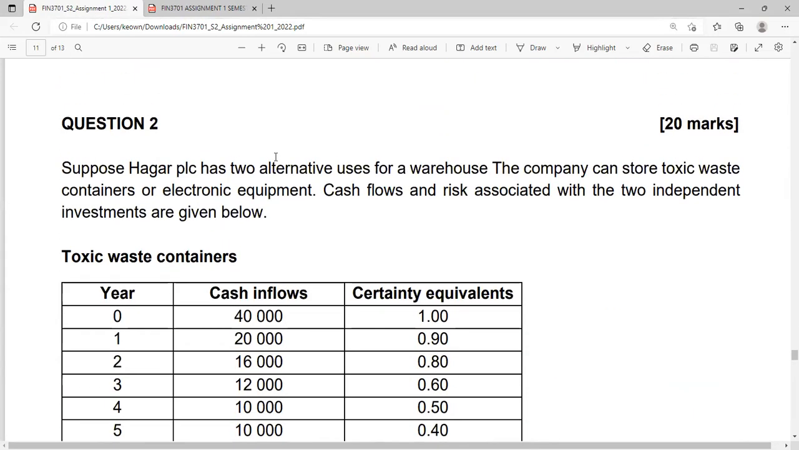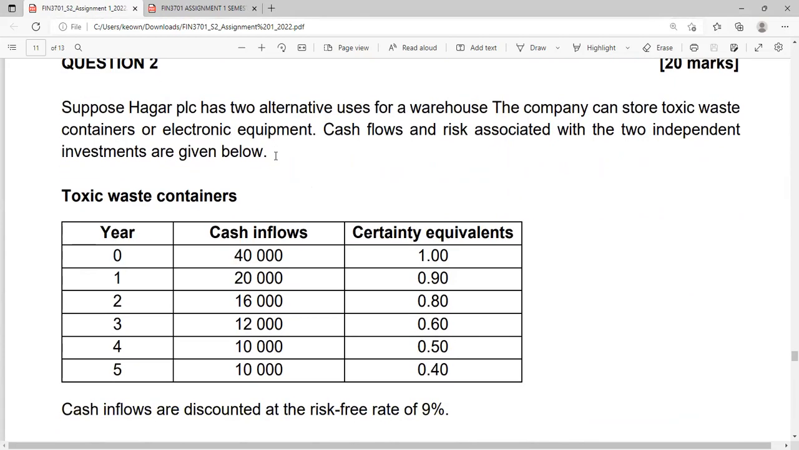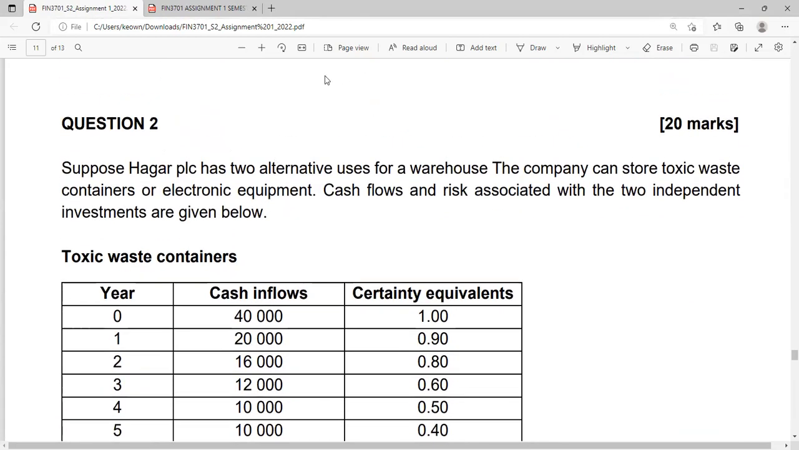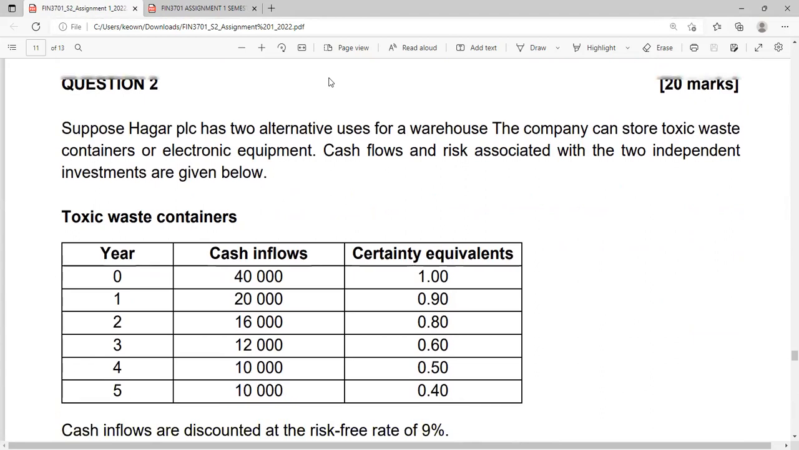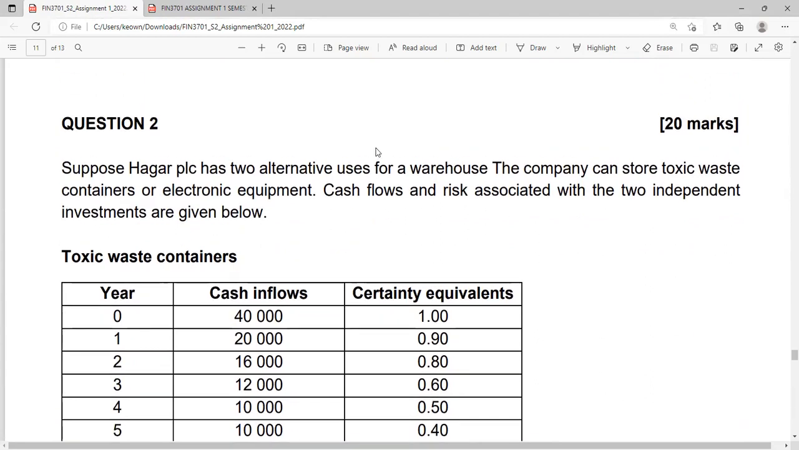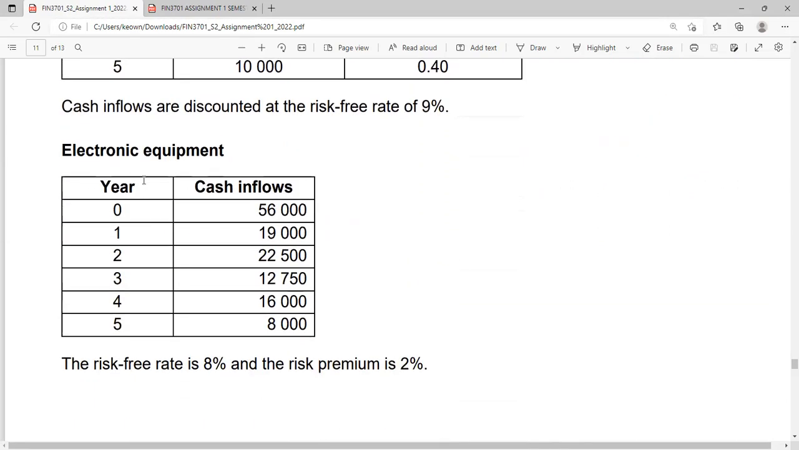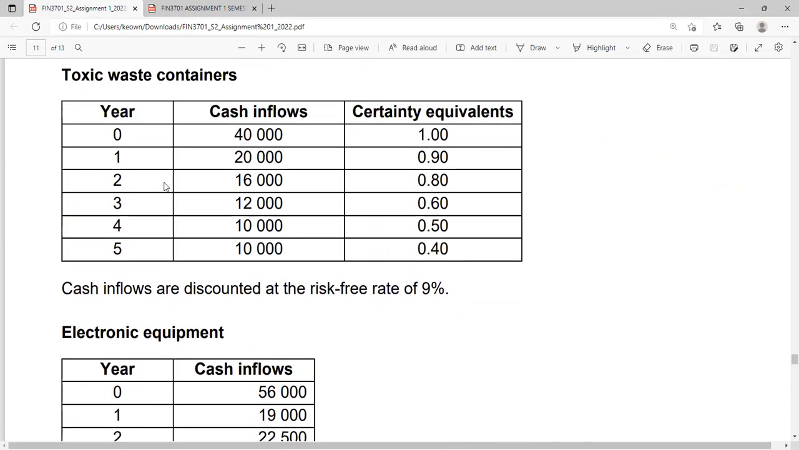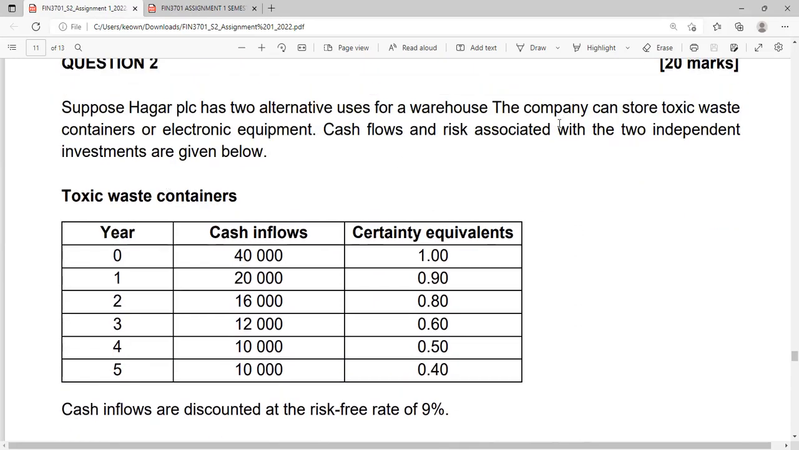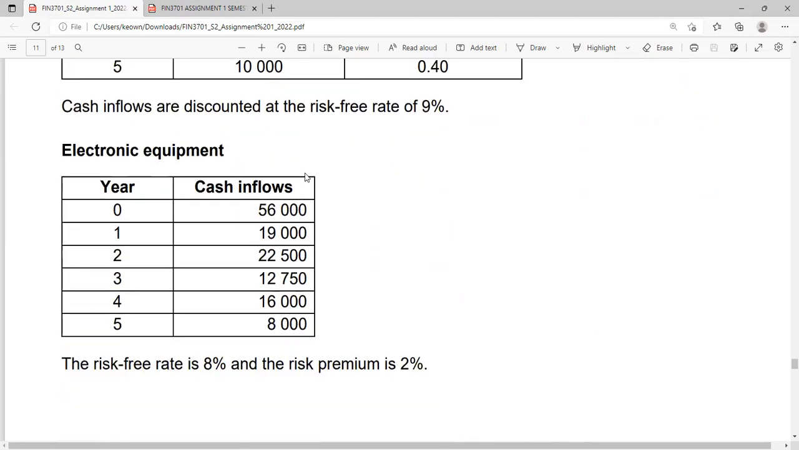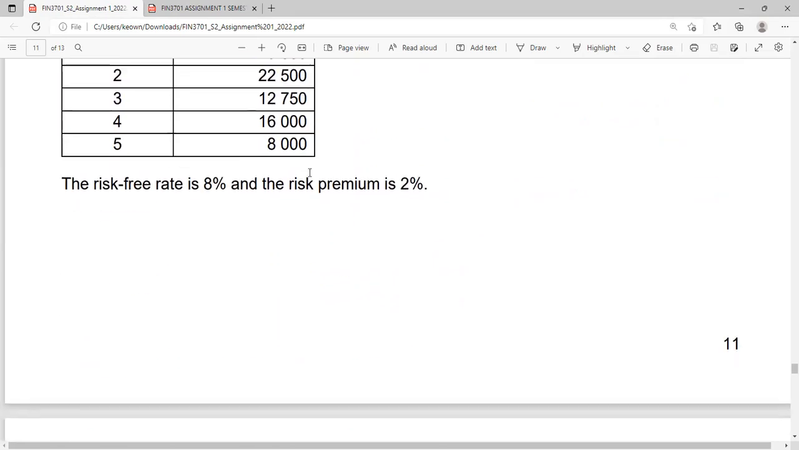Next, we move on to this 20 mark question, which involves risk refinements in capital budgeting. I think it's learning unit three in your study guide in the module. So suppose Haga PLC has two alternative uses for a warehouse. The company can store toxic waste containers, right? Or electronic equipment. And then we're given the cash flows and risk associated with the two independent investments given below. So we're given this information. So these are independent projects.